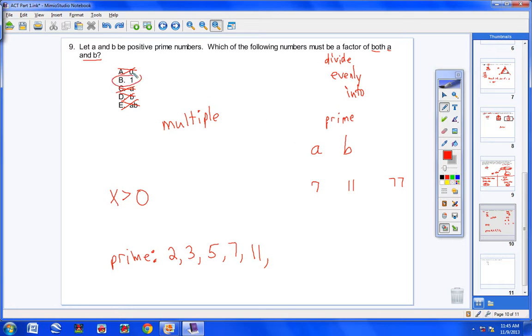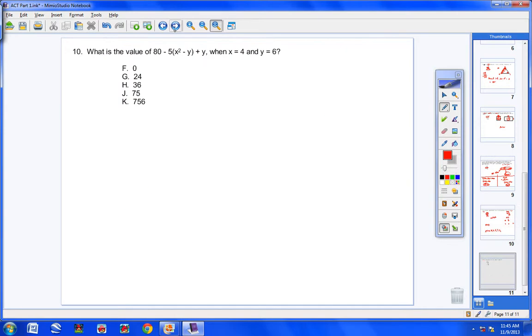So 1 will definitely go into 7, or whatever prime number you have here, evenly, and 1 will definitely go into B evenly. So they're testing: do you remember the definition of a prime number, and they're testing your ability to remember the difference between a factor and the multiple of a number. I hope this helps.